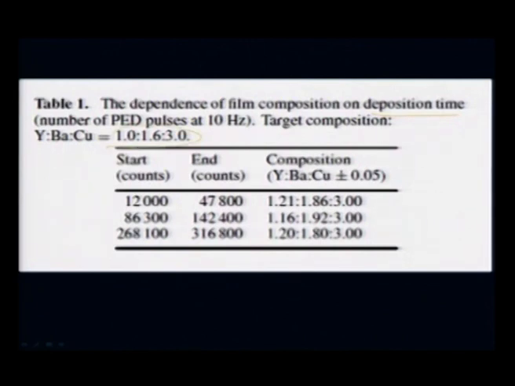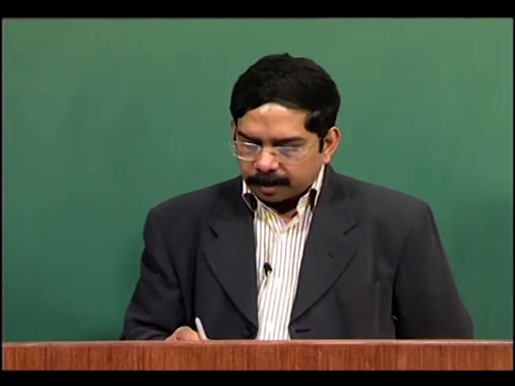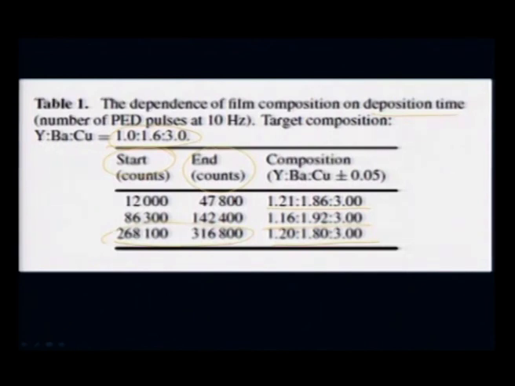This should be your actual composition 1:2:3 for yttrium barium copper, and as you keep on pulsing, you can stop at some counts and see what is the composition. As you would see, copper does not suffer in stoichiometry, but there is a give and take between yttrium and barium as you keep on progressively depositing high Tc films.